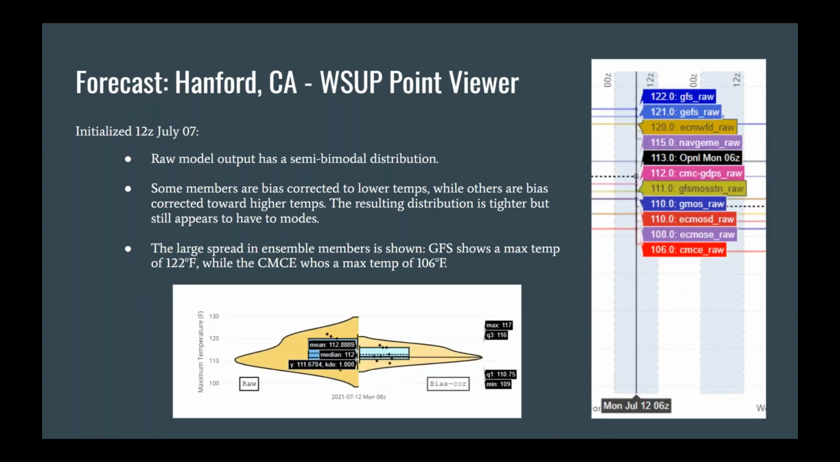Still appears to be a bimodal distribution. Once again, some members are being bias corrected to lower temperatures, some of them bias corrected to higher, but it still appears to have two modes. And you can see once again, just like in the other point forecast, that many of the models are trending warmer. From 105 degrees now at the Canadian to 122 at the GFS. So only a few degree change, but you can definitely see that trending to warmer temperatures.